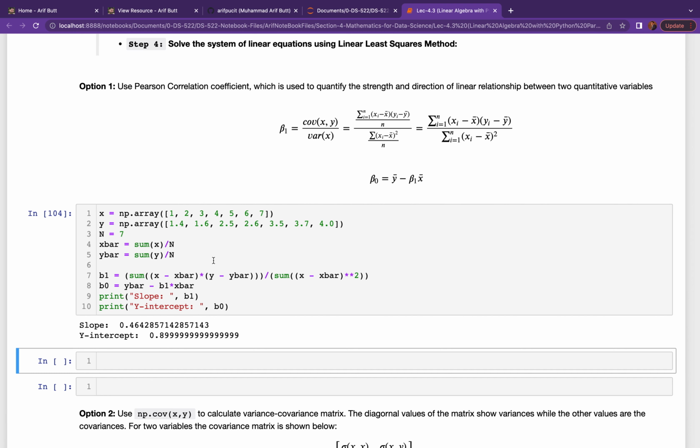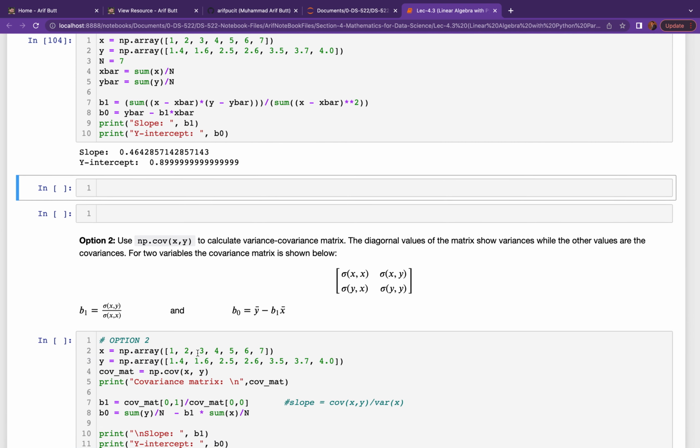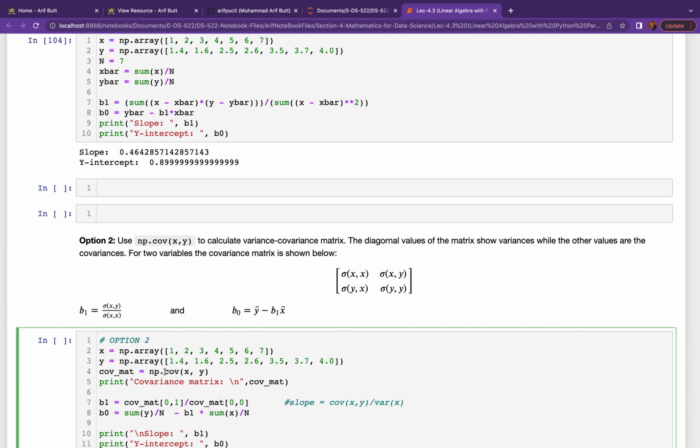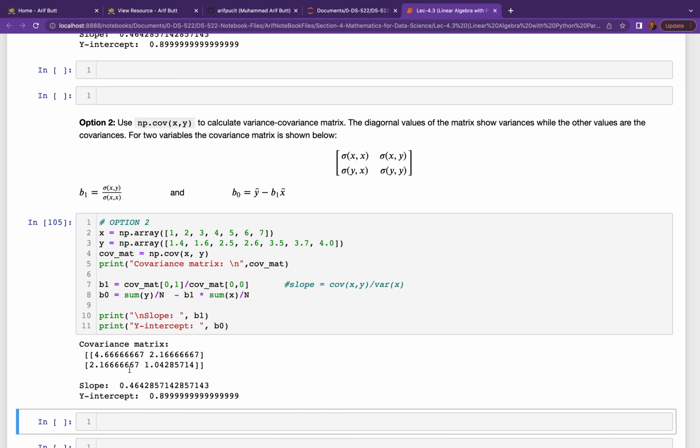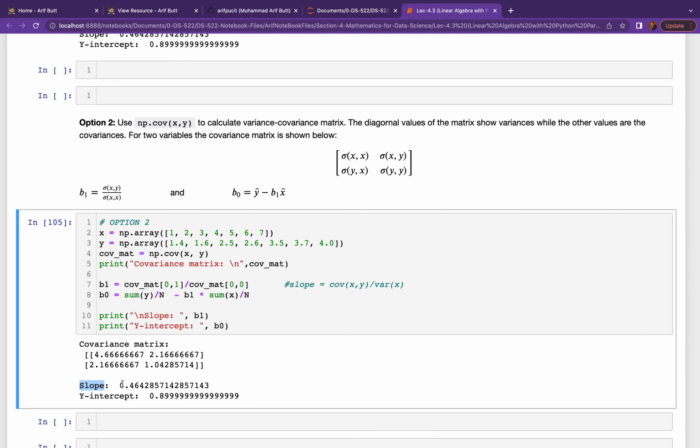You can do the calculation manually like this or you can use the NumPy cov method as shown over here to calculate the variance covariance matrix. And this we have covered in lecture 4.2 when we discussed covariance and regression. And if I execute this cell, you see once again you have got the same slope, that is 0.46 and y-intercept 0.899. Both give the same answer. The slope is positive while the y-intercept is also positive. Great.